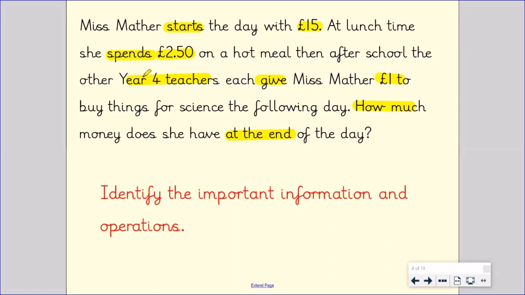Now the reason why I've highlighted Year 4 teachers is because it doesn't actually say explicitly how much money that is. It says the other Year 4 teachers. So I need to know how many Year 4 teachers, and I need to know that they're giving her £1. So she's gaining £1 from each of them. Then the last thing I've identified is how much and at the end. Okay, so I know that what the question's asking me is to find out how much after all of these things will she have at the end.